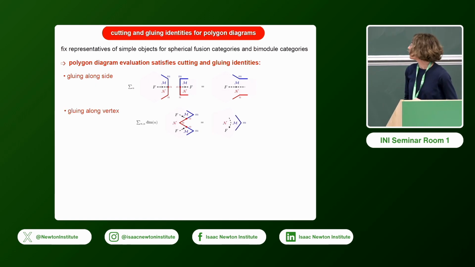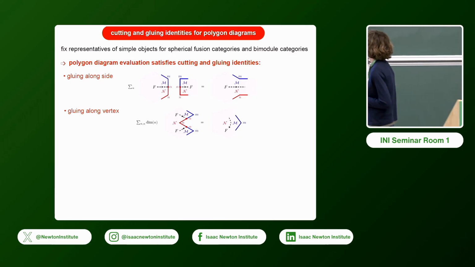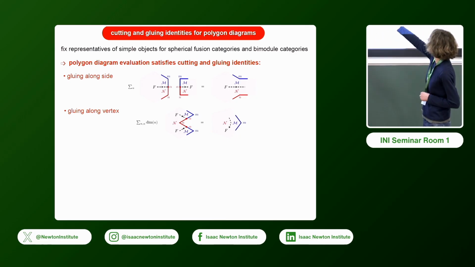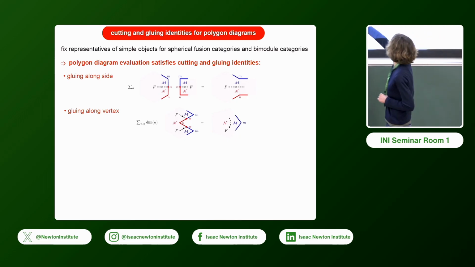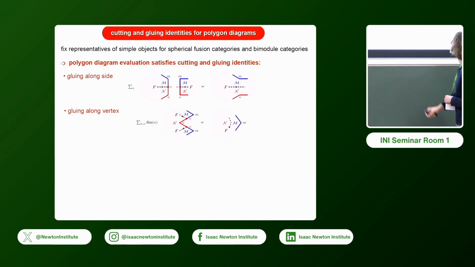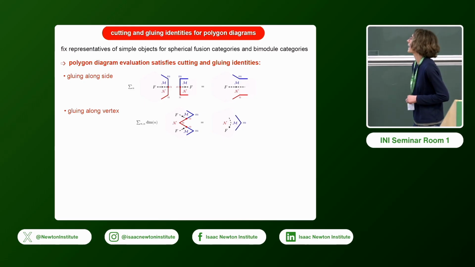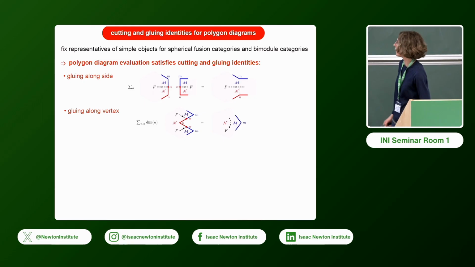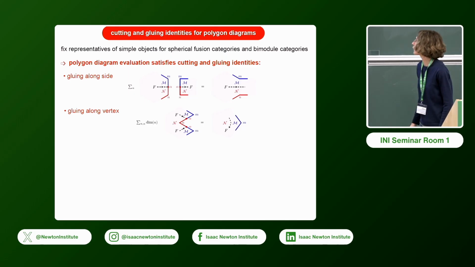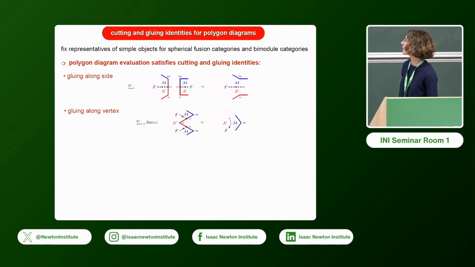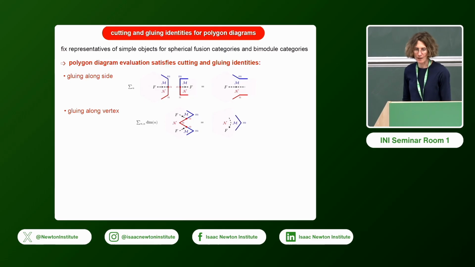Then one can also glue along a vertex. Here we glue these 2 adjacent sides so that this tip labeled N goes into the interior of the diagram. Then I can just glue it together. What I need to do here is to sum over the morphism spaces and also over the simple objects N that disappear in the interior. And here the dimension of N is defined as the trace of the identity morphism.